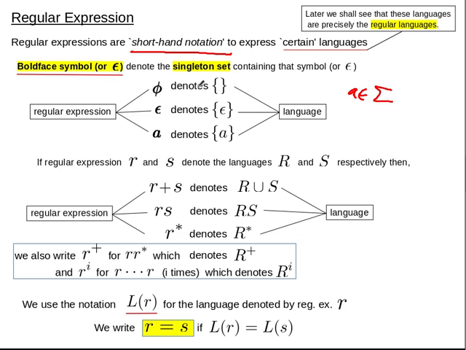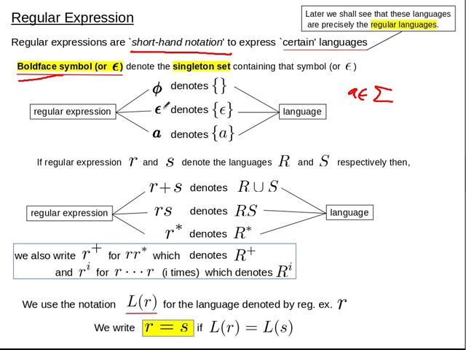So what is the difference? If you see the standard textbook, so this will be written in this boldface. Okay, so you will have this boldface here. So boldface here means this is a regular expression. This is just a notation. Okay, and then this will denote the empty set.